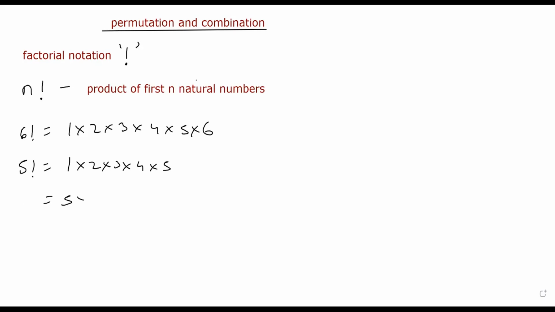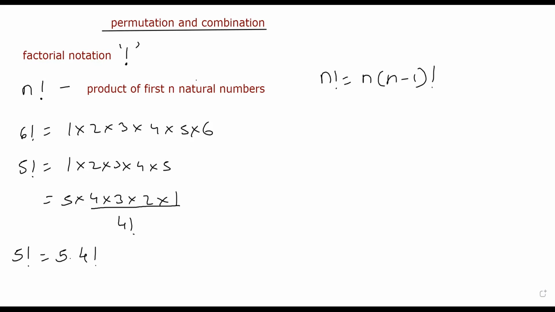We can also write it as 5 into 4 into 3 into 2 into 1. Now 4 into 3 into 2 into 1 is nothing but 4 factorial. So we can write 5 factorial as 5 into 4 factorial. So n factorial can always be written as n into (n minus 1) factorial. मतलब 6 factorial आप 6 into 5 factorial भी लिख सकते हैं, या 6 into 5 into 4 factorial भी लिख सकते हैं, and this can go on up to 1.